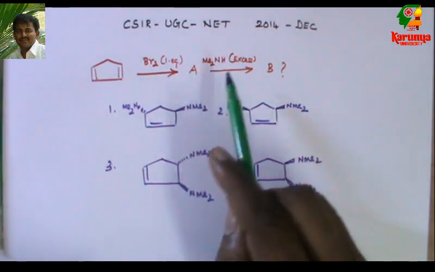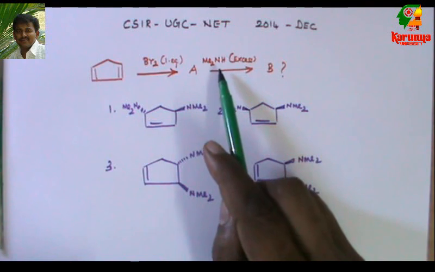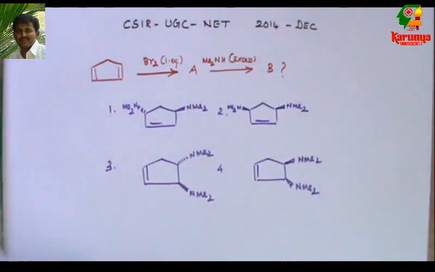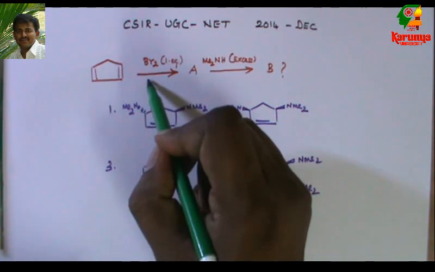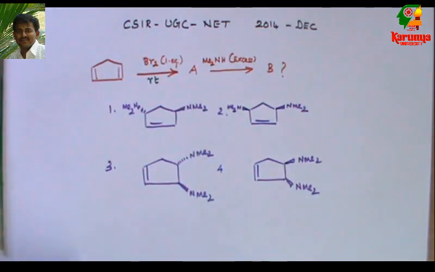When A is treated with excess of N,N-dimethylamine, it gives B. What is the structure of B? In the problem, it is mentioned it is room temperature. The given options are here.